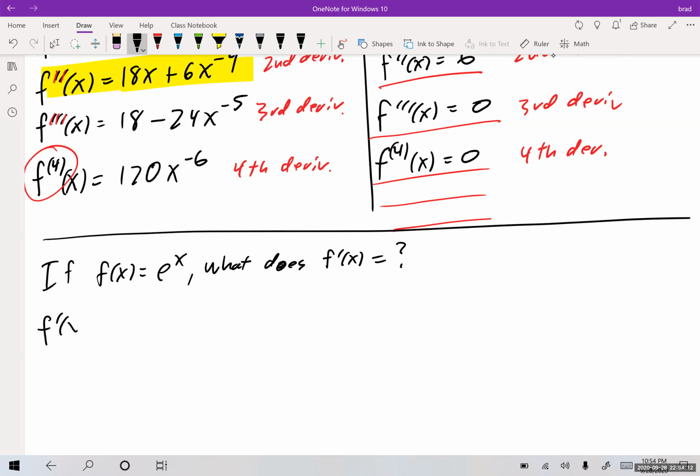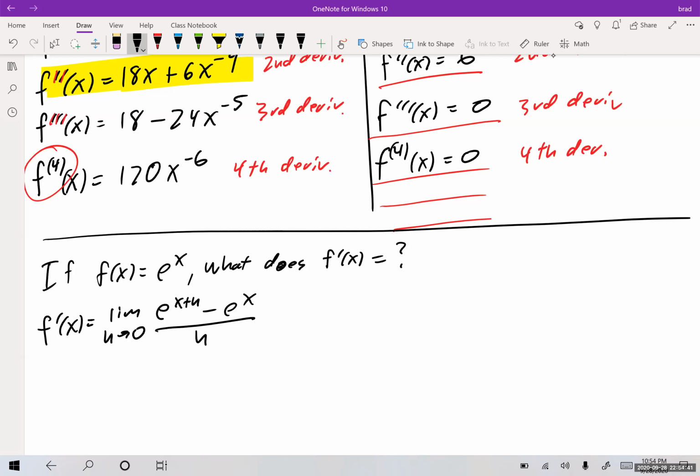I'm going to say f prime of x is equal to the limit as h approaches 0 of e to the x plus h minus e to the x all over h. Okay. Well, that doesn't look super helpful because if I plug 0 in right now, I get e to the x minus e to the x, which is 0, divided by 0, and I don't know what that is. That's indeterminate form.